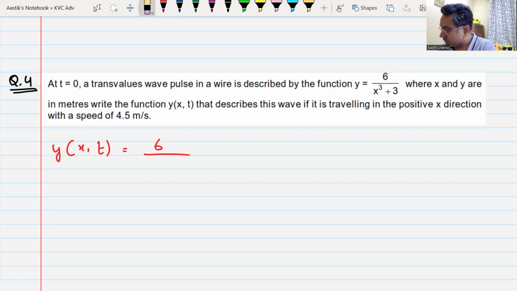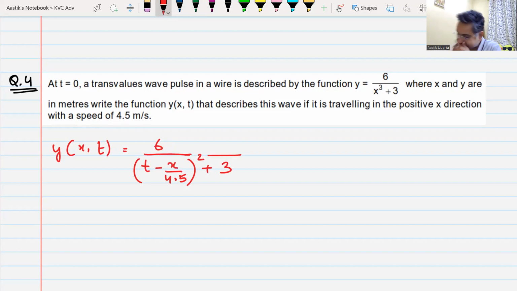x. And it will be then x minus 4.5t whole square plus 3, sir. Yes. So you can write it like this: t minus x by 4.5 whole square plus 3. You don't have to take it too much. You can just write it in this form. Simplification can be done later on. Do we understand this? Yes, sir.